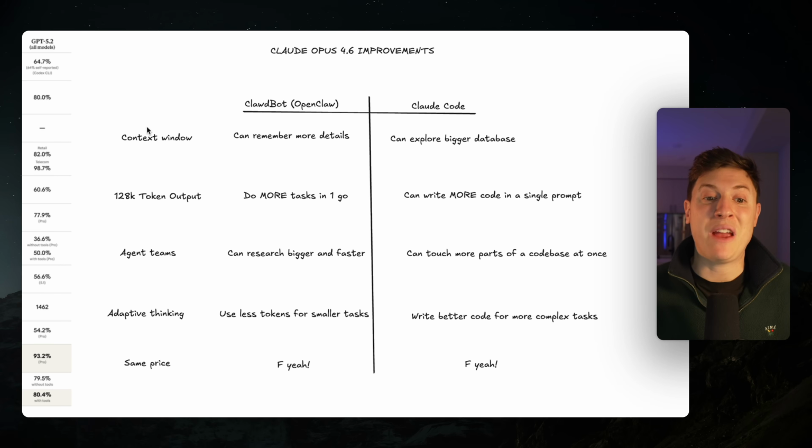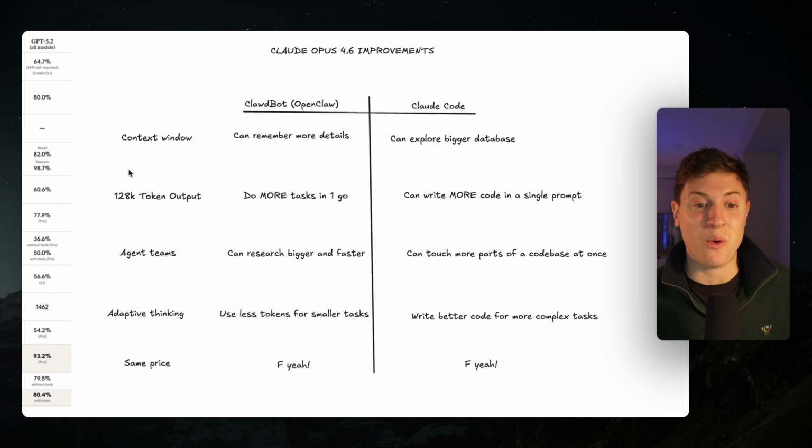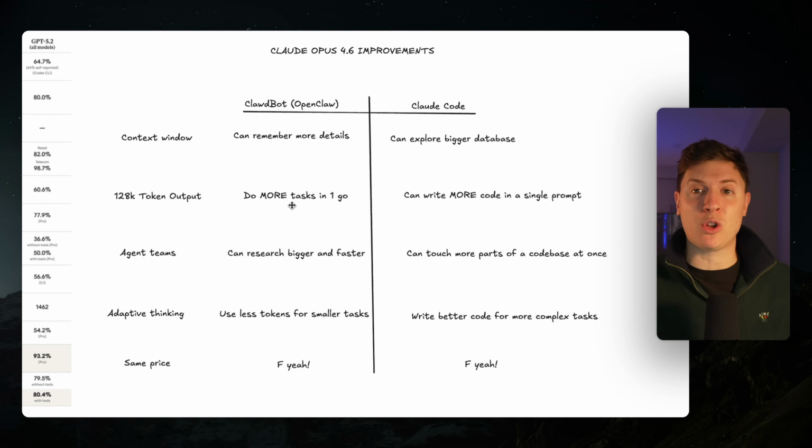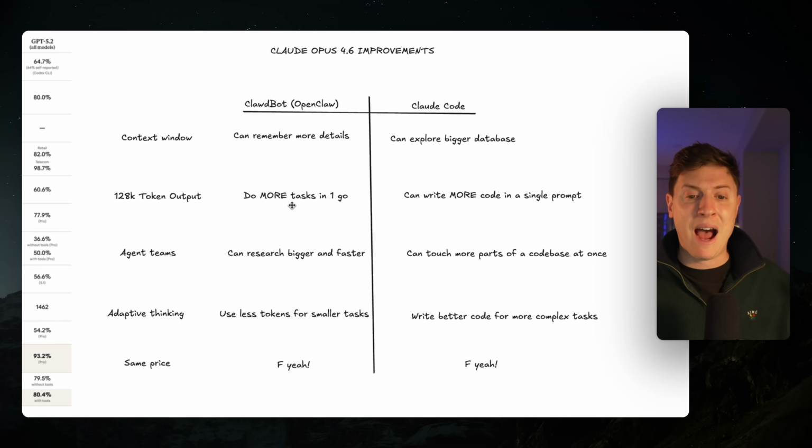Not only does it have a bigger context window, it also has bigger token output, 128,000 token output. What does that mean for you? That means it can do more tasks in one go. ClawdBot can do more for you with a single prompt. It's already the greatest agentic tool in the world, able to do so many things based on what you tell it to do. Now it can do even more.